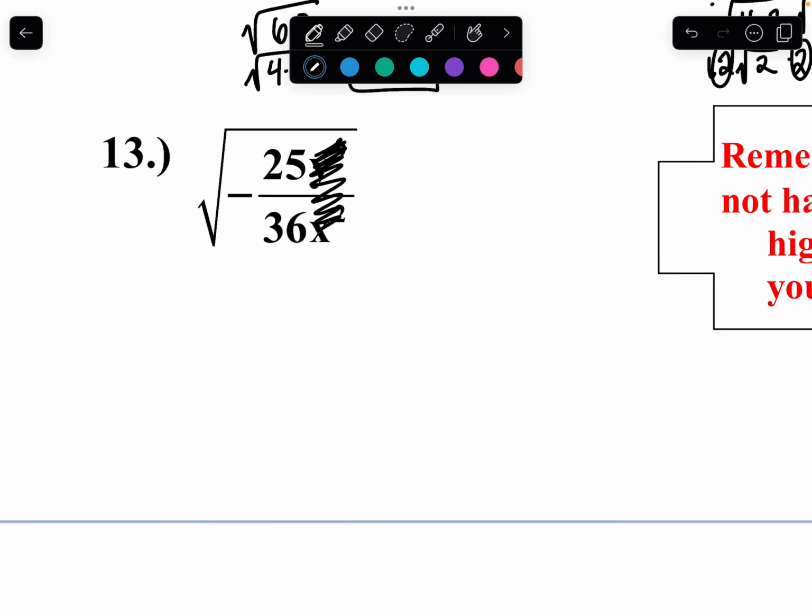All right, last one is a fraction. Ignore the variables for now. Take your i out. And then when you're square rooting a fraction, kind of like with the product, you can take them each individually. And so square root of 25 is 5, and square root of 36 is 6. And so this would simplify to 5 over 6, which is just 5/6 i.